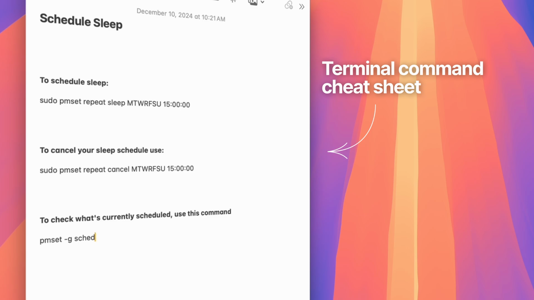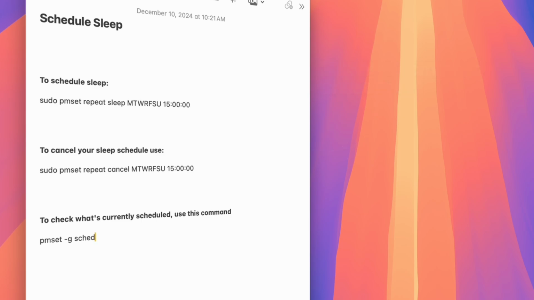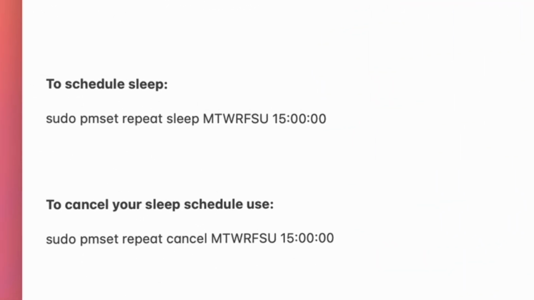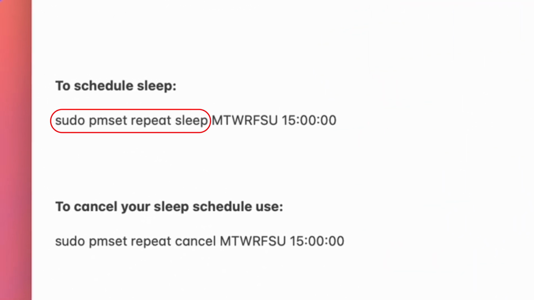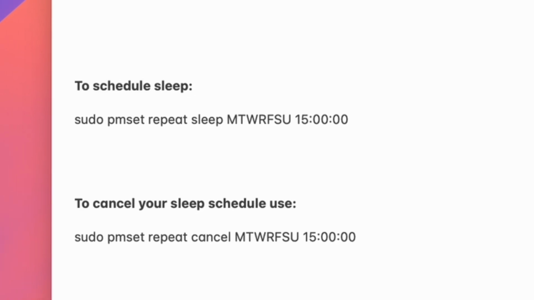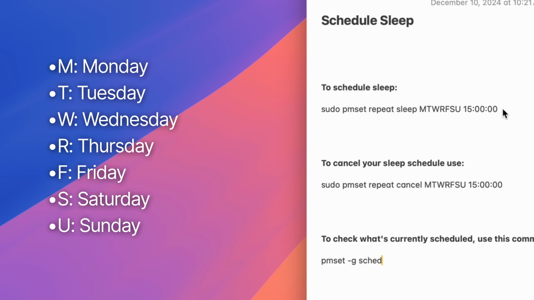Here's my little cheat sheet for the command to set a sleep schedule. You can copy-paste this directly from the description of this video. The first part here sets a repeat sleep event to happen on your computer. This part here sets the days of the week. I currently have it set up for every day of the week, but if you wanted to do weekdays only, for example, you would remove the last two letters.